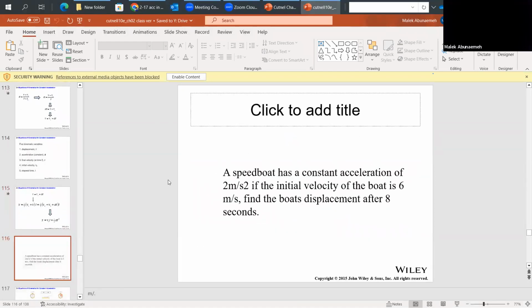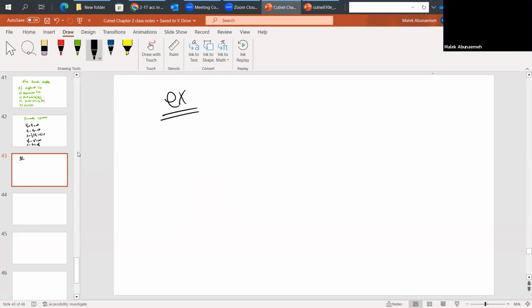A speedboat has a constant acceleration of 2.2 meters per second squared and a velocity of 6 meters per second. Find the boat's displacement after 8 seconds. So let's do this example over here, shall we?